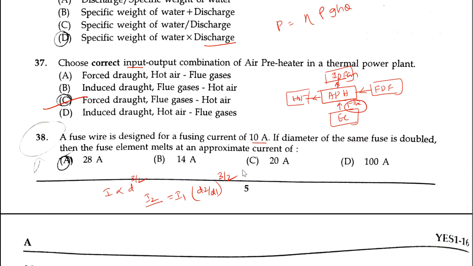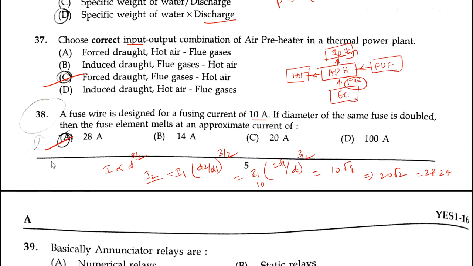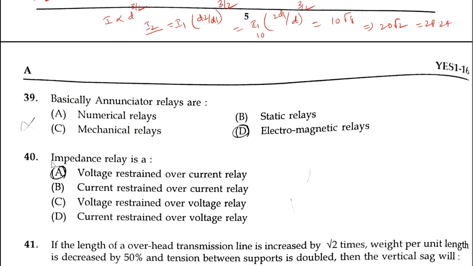Now, the diameter is doubled. That means I2 = I1 (2D1/D1)^(3/2). Simplify this: I1 is 10, so 10 × root 8, which simplifies to 20 root 2, equal to 28.2 amps approximately. So the answer will be A here. This is the 38th question, and we will move to the 39th.